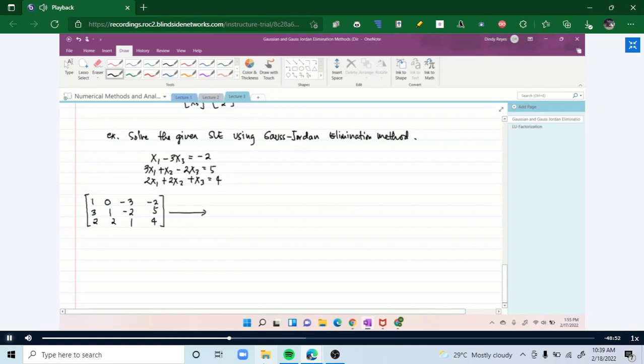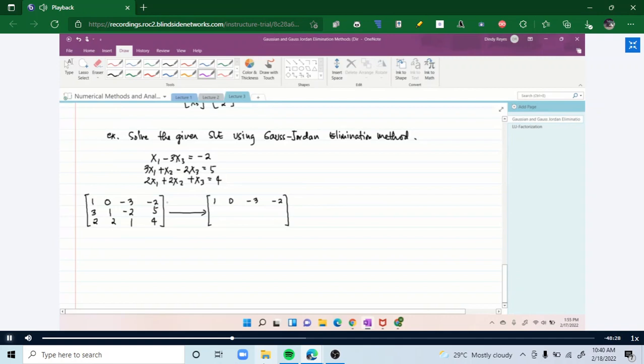Okay, again, the first step is to have a leading entry in the first row, but we already have that. So we just have to make these two entries equal to 0. So for row 2 and row 3 only. So row 1 will remain the same, 1, 0, negative 3, negative 2.